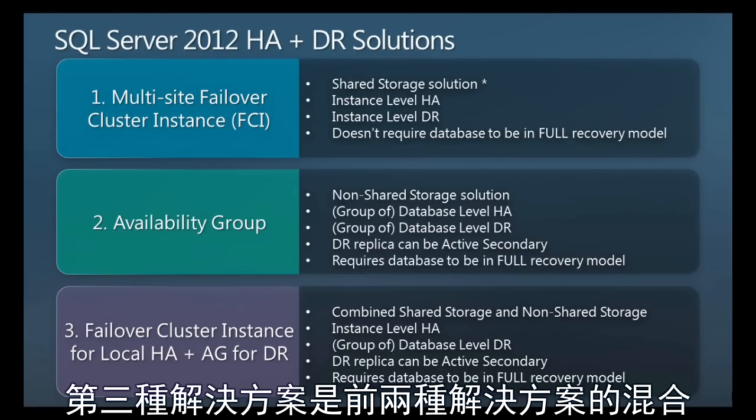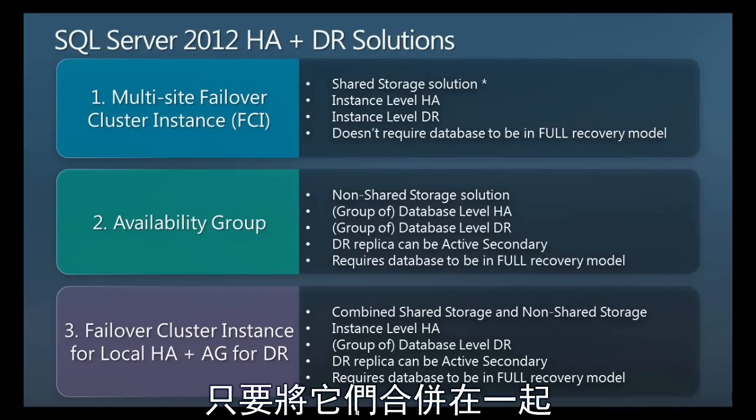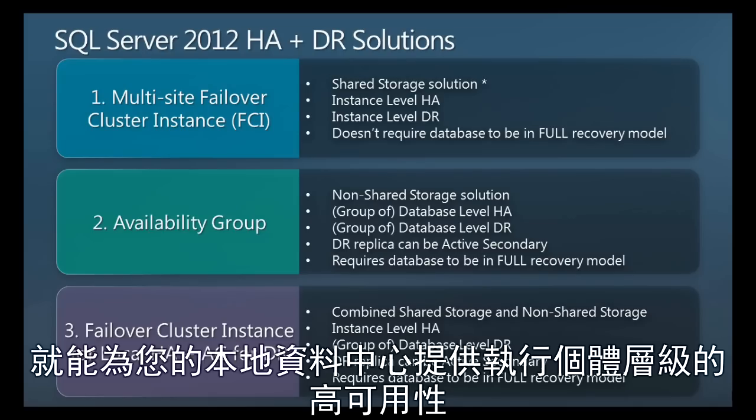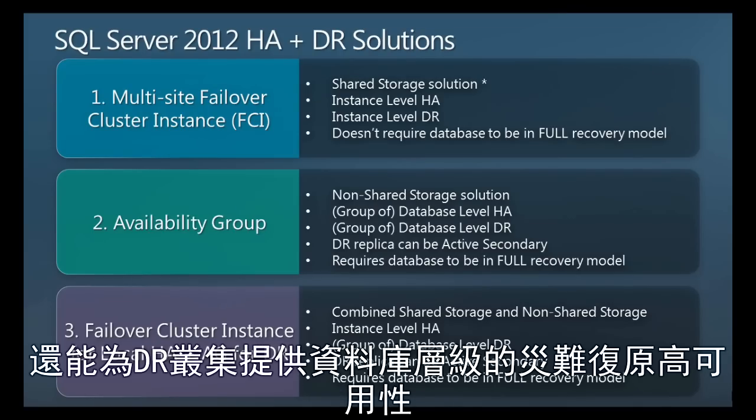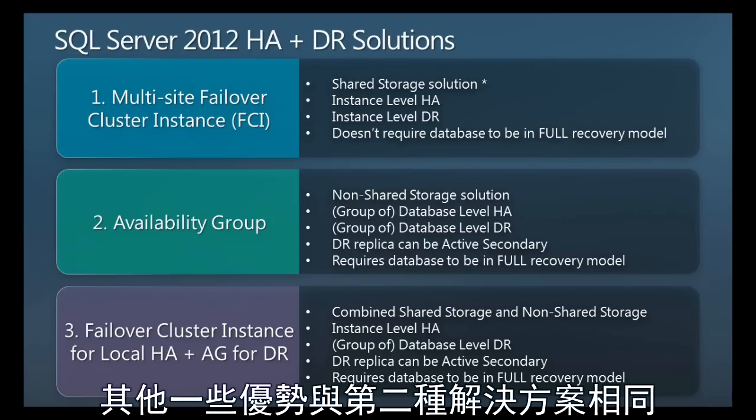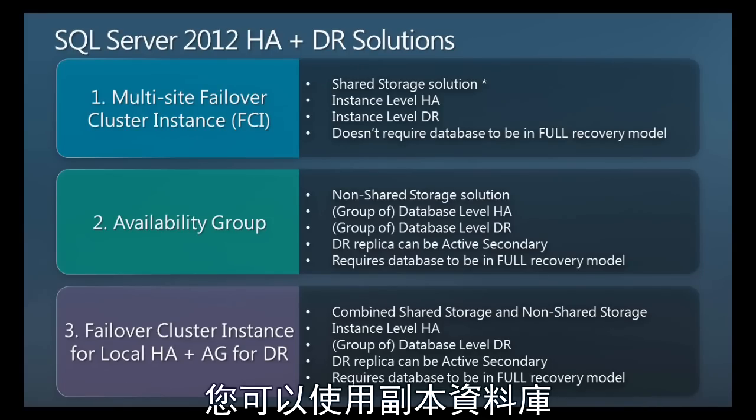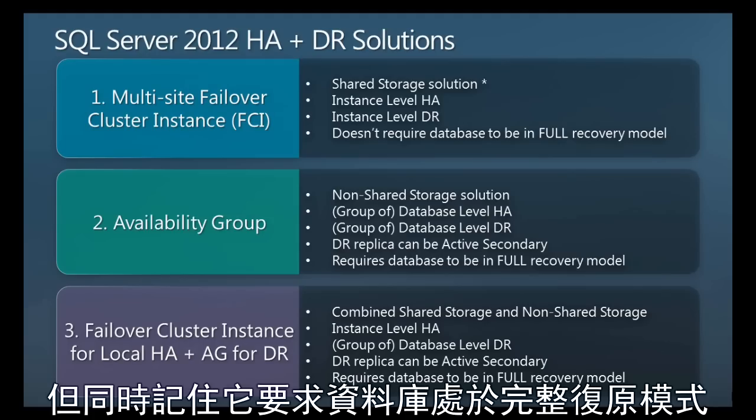The third solution is a hybrid of number 1 and number 2. You combine them together: you provide instance level high availability for your local data center, and you provide database level high availability and disaster recovery for your DR site. The other benefits are the same as the number 2 solution. You can leverage your active secondaries, and it also requires the database to be in full recovery model.